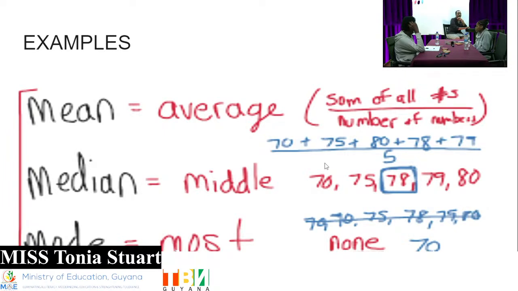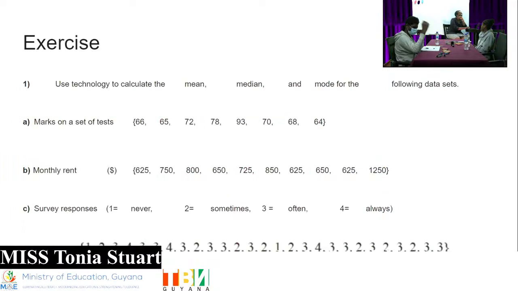You add up the numbers and divide it by the amount of numbers. Exactly. The median? You arrange them in ascending or descending order, and look for the one in the middle. And the mode? Look for the one that comes the most. All right, so let's go. Let's look at this.